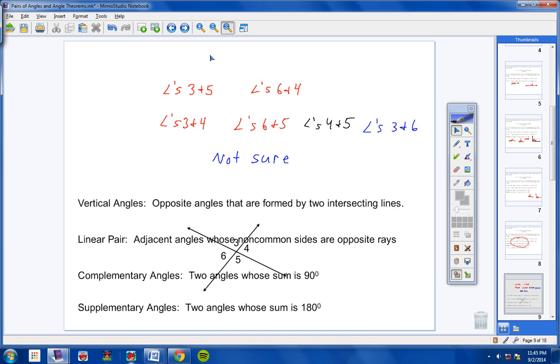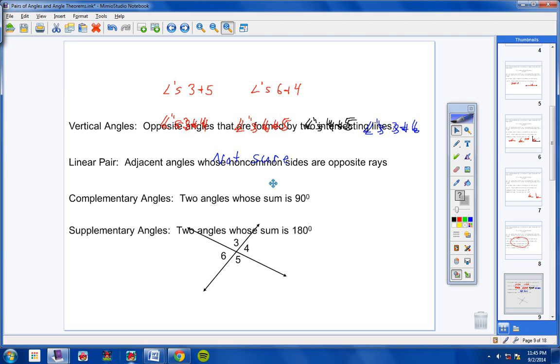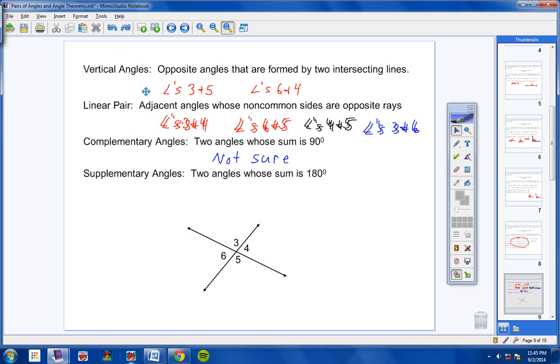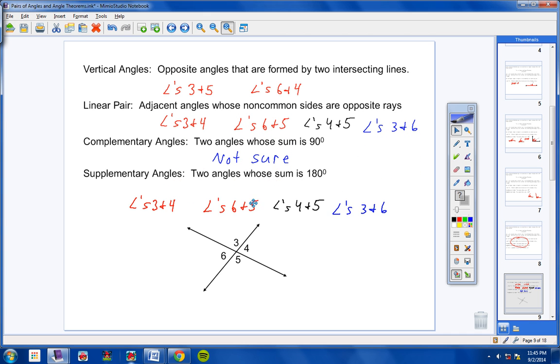Thanks for your patience while I do this. Okay, here we go. Now, which angles are supplementary? All of these. Watch this. Wow, am I good or what? Actually, don't answer that question. There we go. All of these angles here are supplementary.